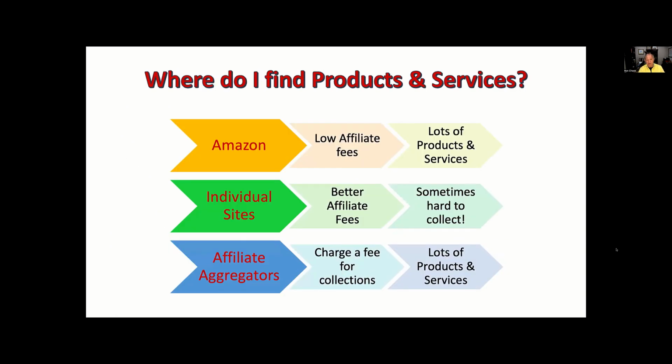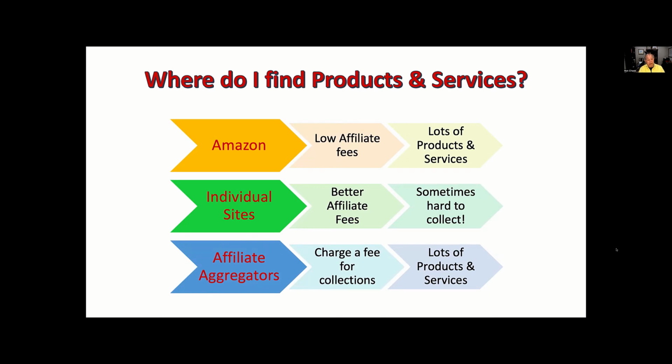Where do I find the products and services? The easiest place to go is Amazon. Low affiliate fees, they're probably 6% to 15%. Lots of products and services that you could forever go referring.